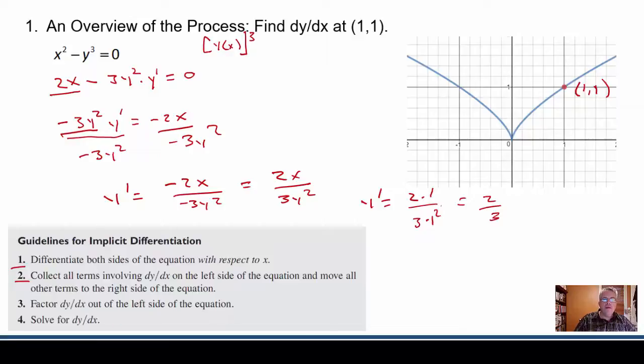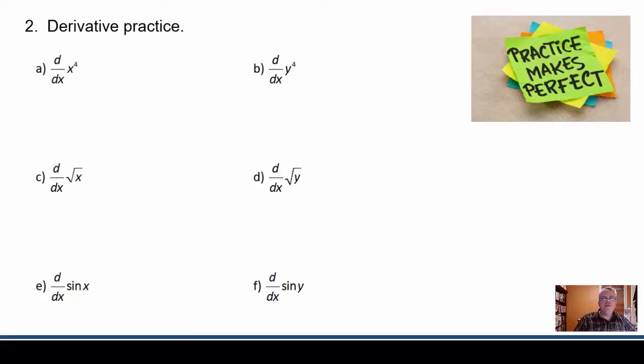I would like to practice the technique of finding the derivative, since this seems like the most important part, getting all this straight. The first one is the derivative of x to the fourth. Well, x is what we're taking the derivative with respect to, so we just use the power rule. It would be 4x to the third power.